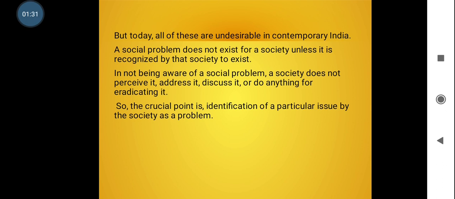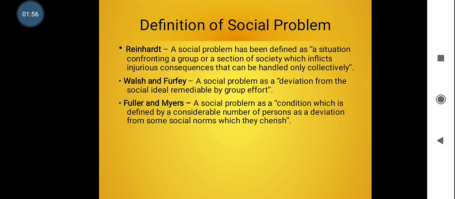A social problem does not exist for a society unless it is recognized by that society to exist. In not being aware of a social problem, a society does not perceive it, address it, discuss it, or do anything for eradicating it. So, the crucial point is identification of a particular issue by the society as a problem.